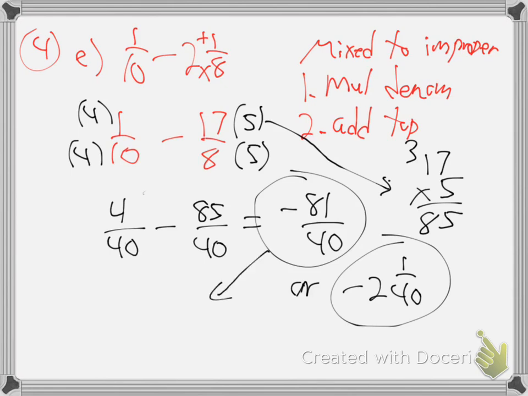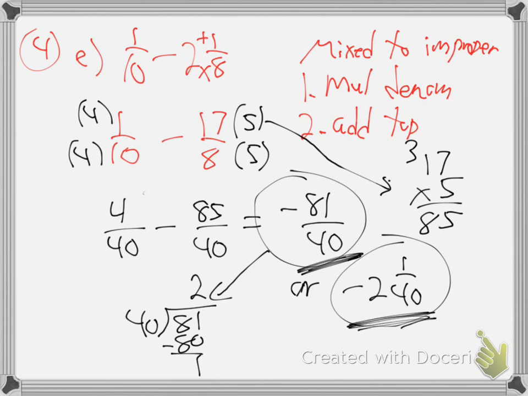How I changed that one, if you're interested, you probably remember, but you divide the bottom into the top. Remember, that's how you change back into a mixed number. 40 goes into 81 2 times. Remainder 1, so it's 2 1/40. You don't have to do that, though. It's not required. This is a great answer, or this. Either one. Make sense? Remember all that?